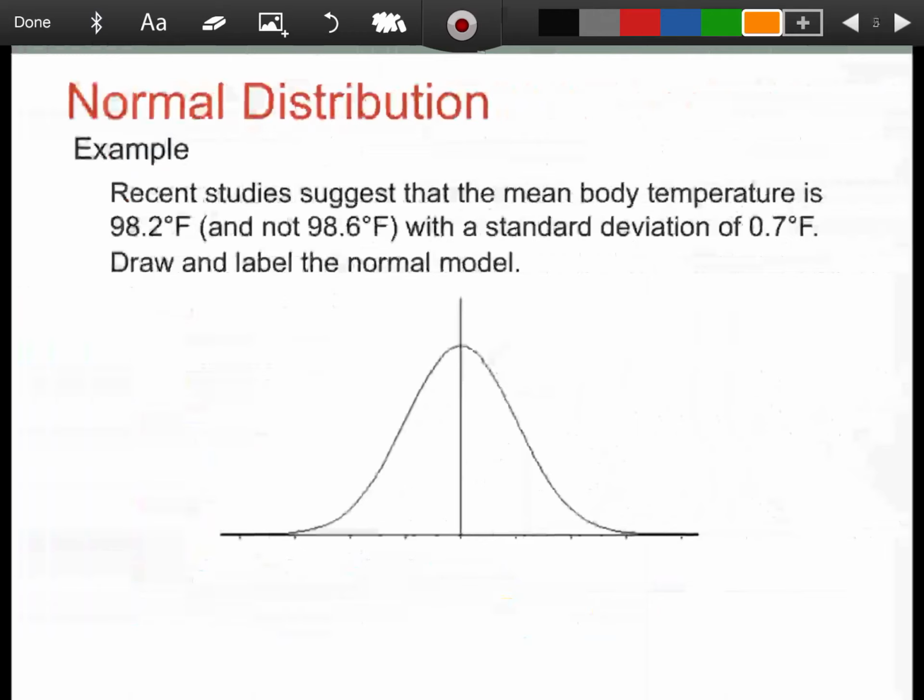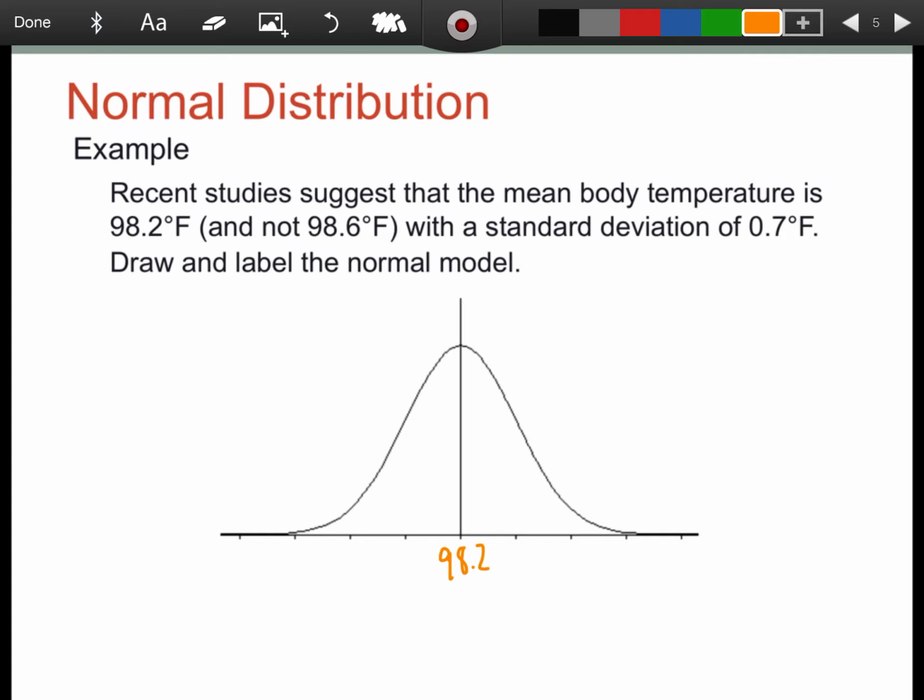All right, so here's an example. I want to draw my normal distribution here. Recent studies suggest that the mean body temperature, the average body temperature, is 98.2, not 98.6, with a standard deviation of 0.7 degrees Fahrenheit. Draw and label the normal model. All right, so the mean goes in the middle. So that's 98.2.